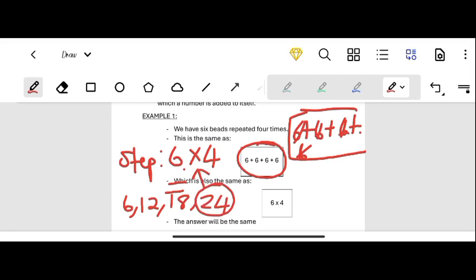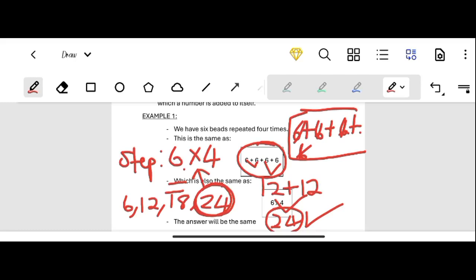So what do you get when you add 6 plus 6 plus 6 plus 6? 6 plus 6 is supposed to give you 12. And then 12 plus 12 is supposed to give you 24. This answer and that answer are the same. I hope this makes sense.